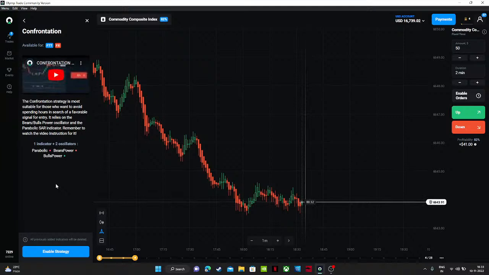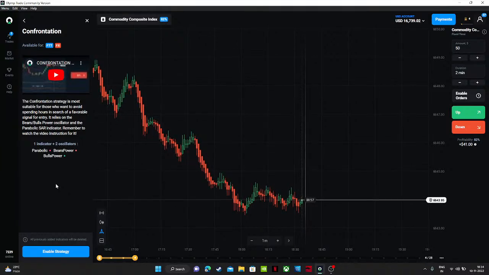The confrontation strategy is most suitable for those who want to avoid spending hours in search of a favorable signal for entry. So you will love this strategy if you are one of those traders who doesn't like to wait for a favorable entry for a very long time. It relies on the bears power, bulls power oscillator and the parabolic SAR indicator. Parabolic is my very own favorite trend indicator. Remember to watch the video instruction for it. After this webinar, you might want to watch this short video for the revision of the strategy.